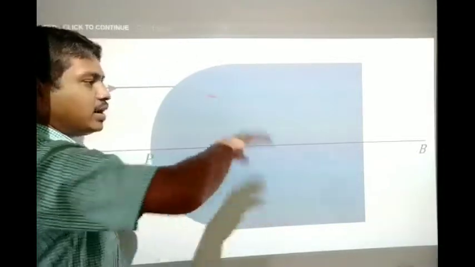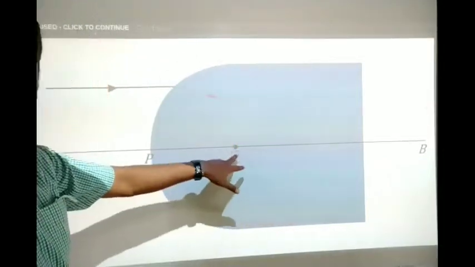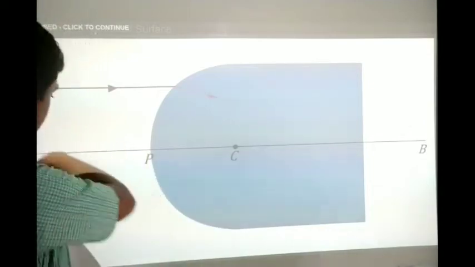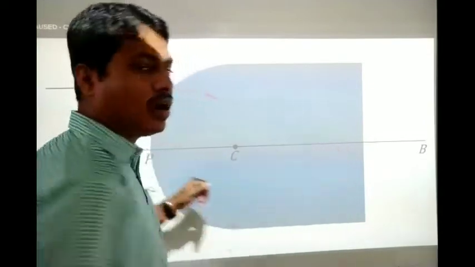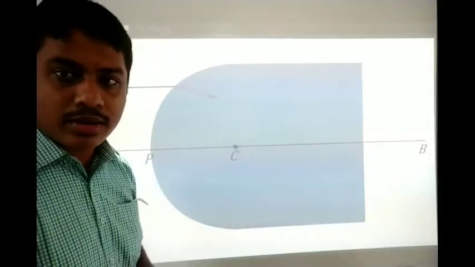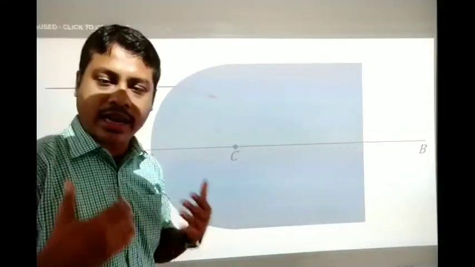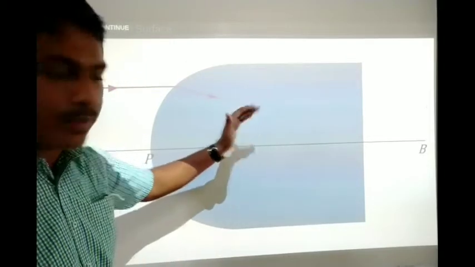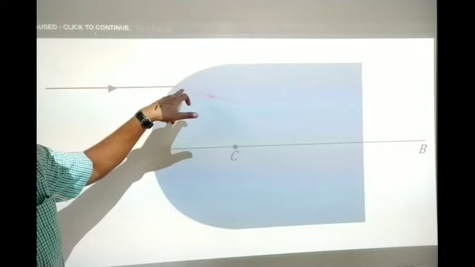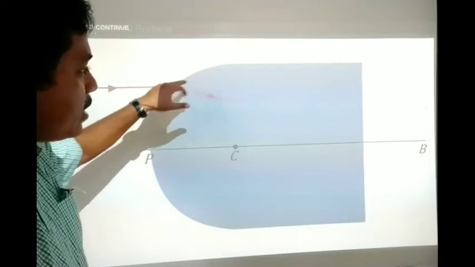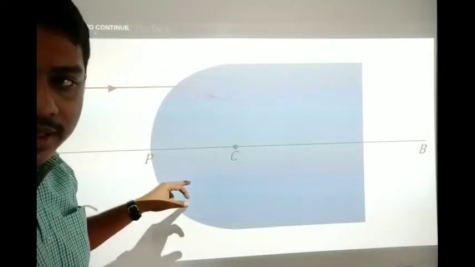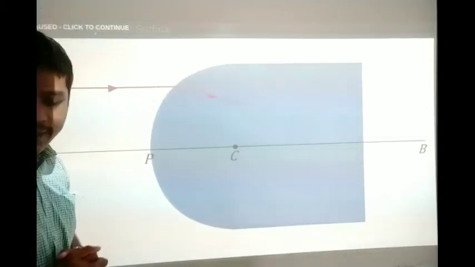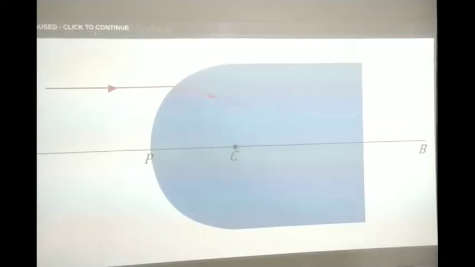Then inside the spherical refracting surface, we have this C, the center of curvature. This P is called the pole, and this line is your principal axis. Now, suppose a light ray is incident from the rarer medium towards the denser medium. As you can see, the light ray is coming from the rarer to the denser medium. So when it is incident on the refracting surface, what will happen? Let me consider a diagram now.